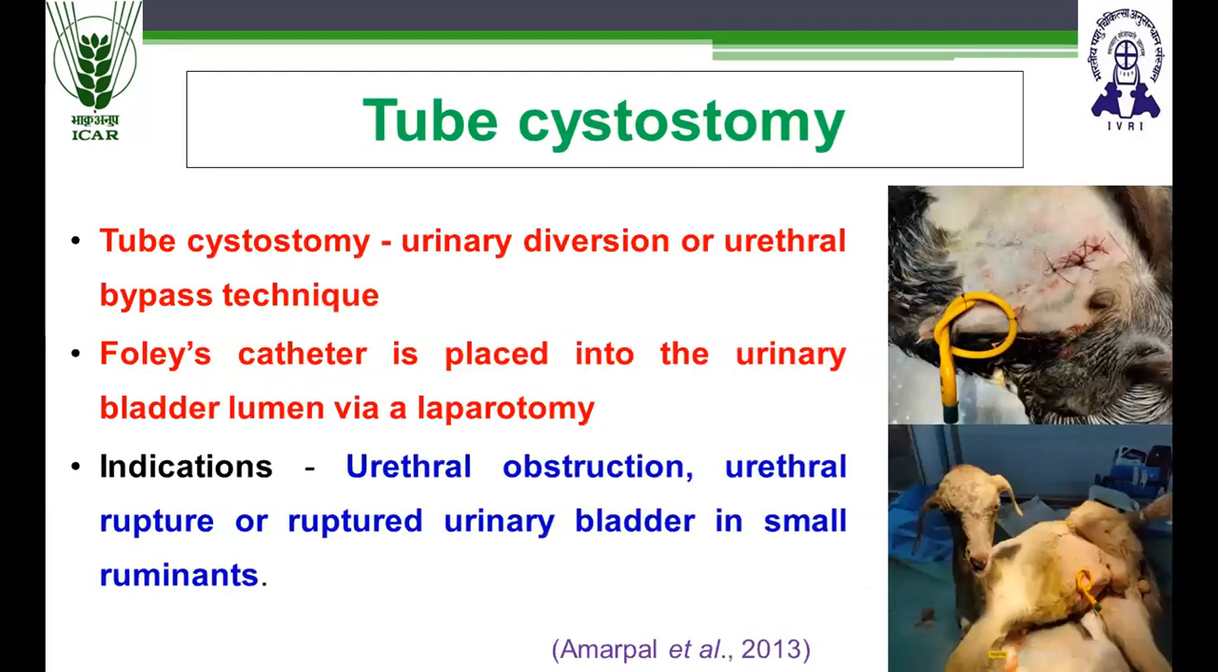Next, we move on to tube cystostomy. I would like to emphasize this particular method. I will explain in detail because it is very relevant in this particular area. And when I inquired, all over India, practitioners, field veterinarians, and surgeons mostly prefer this method. So what is tube cystostomy? Tube cystostomy is a urinary diversion technique or urethral bypass technique wherein a Foley's catheter is placed into the urinary bladder lumen through a laparotomy incision.